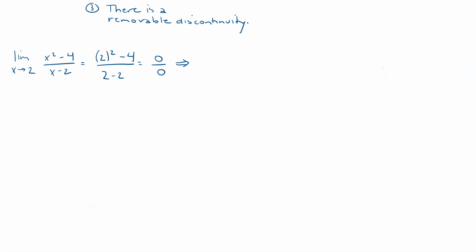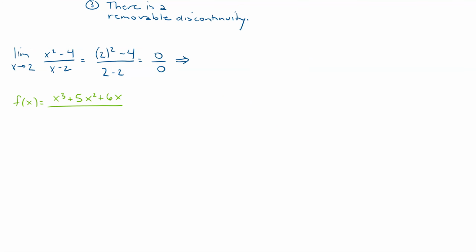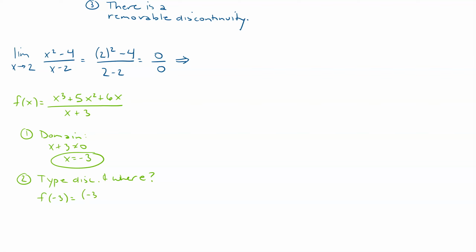Remember problems like this? The idea was to sketch them. Step 1 was always to find the domain. So we say the bottom can't be 0, and we get x can't be negative 3. Step 2 was to find the type of discontinuity and where it occurred. To do that, we would plug in the value for the discontinuity. And for this problem, we get 0 over 0.